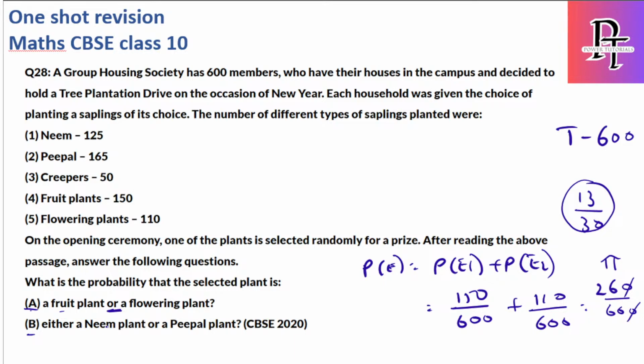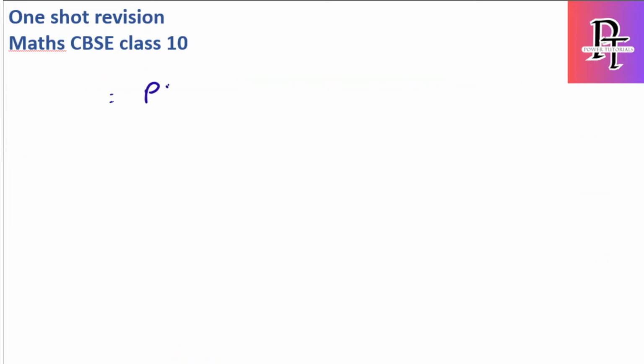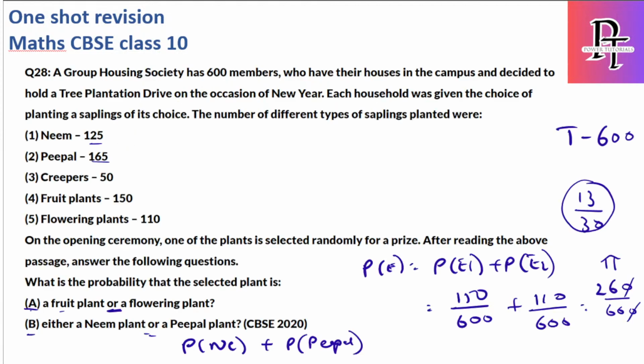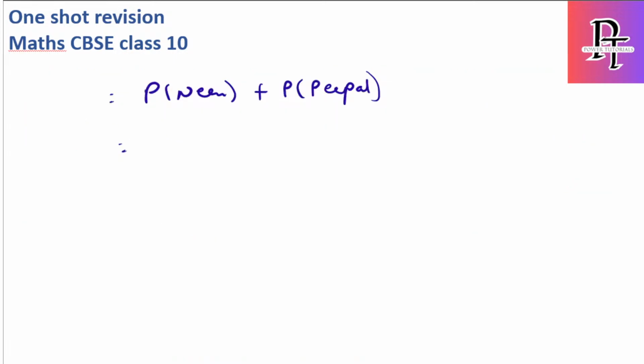Okay, second, either a neem plant or a peepal plant. So again or is mentioned, so simple. Again it should be P of neem plus P of peepal. Okay, I will write in the next slide. P of neem, okay, fine. Neem is 125 and peepal is 165. So it should be P of neem plus P of peepal. It is 165. Neem is how much?